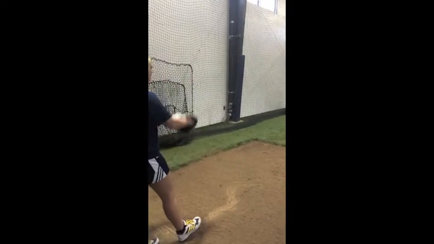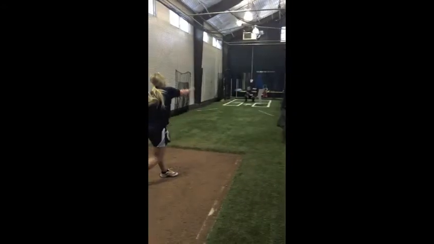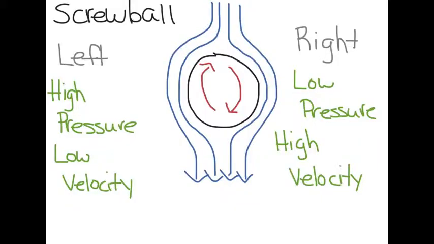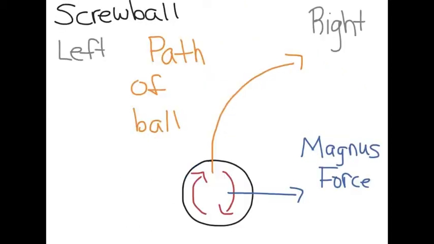A right-handed pitcher will throw a screwball that curves to the right. A screwball will rotate clockwise. This causes the air on the right side of the ball to travel in the same direction as the ball is spinning, and the air travels in the opposite direction on the left side of the ball. This leads to lower pressure and higher velocity air on the right side of the ball, and higher pressure and lower velocity air on the left side of the ball. Air on the left side at a higher pressure will try to move to the lower pressure, which is on the right side, causing the ball to curve to the right.